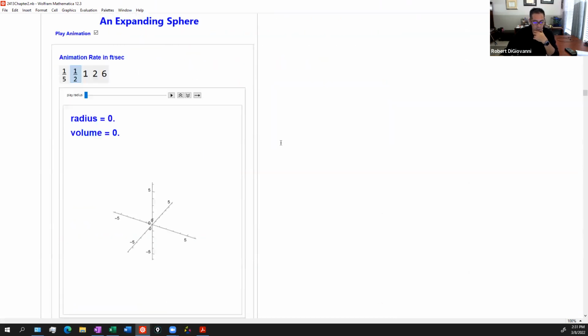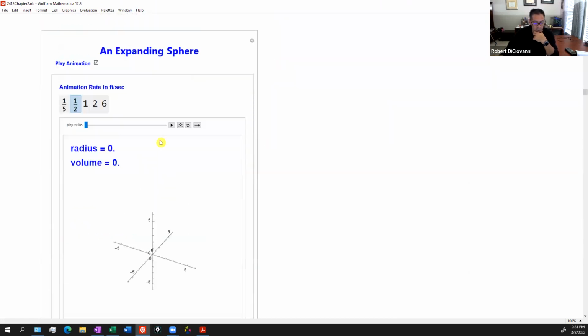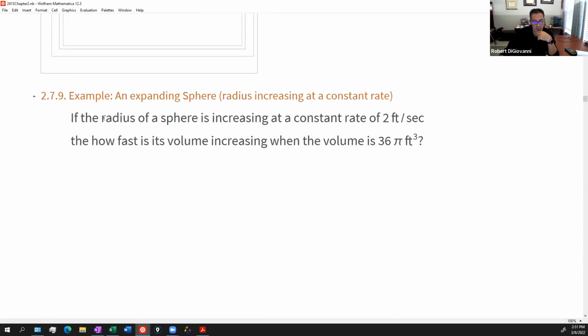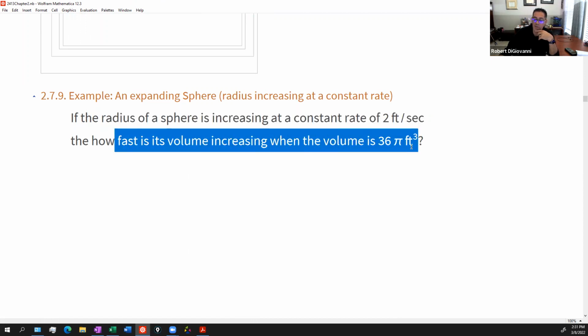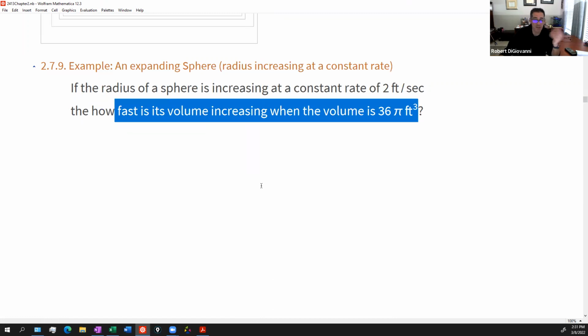So here's another problem we're going to do. Instead of a circle, we're going to have a three-dimensional sphere that's growing. I'm going to give you some information about the rate of change of something and ask you how something else is changing. Like, if the radius of the sphere is increasing at a constant rate, how fast is its volume increasing? So it's a sphere instead of a circle, which means we need to know a bunch of stuff about equations for spheres.